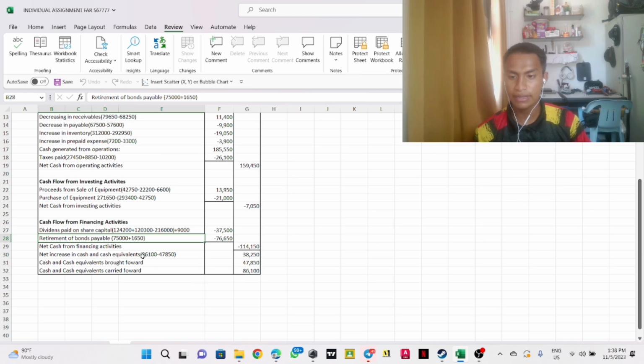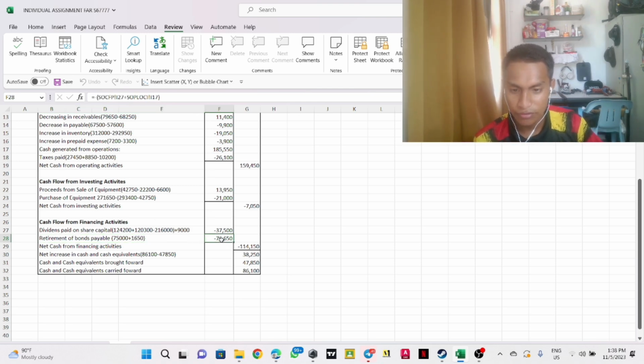Next, cash flow from financing activities. The decrease in bond payable amount to 76,650, with 1,650 added to 75,000. Then we add between 27,500 and 76,650. We get net cash from financing activity of 114,150. So when 159,450 is subtracted with 7,050 and 114,150, you will get a total of net increase in cash and equivalent 38,250.